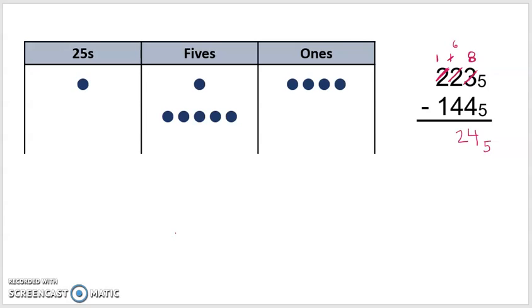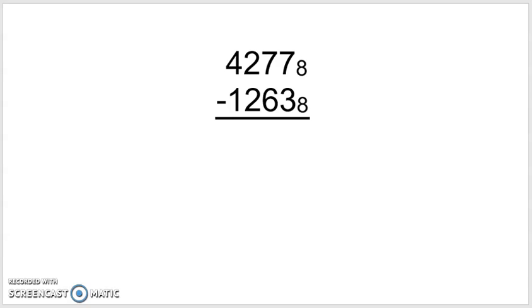I'm going to do the final 3 problems using just a traditional algorithm. All right? This is the ideal problem if you can get something like this. Remember, it's just take away. We're in base 8: 4,277 base 8, take away 1,263 base 8. There's no exchanging needed. We can take 3 ones from 7. That leaves us 4. We can take away 6 eights from 7, and that leaves us with 1.